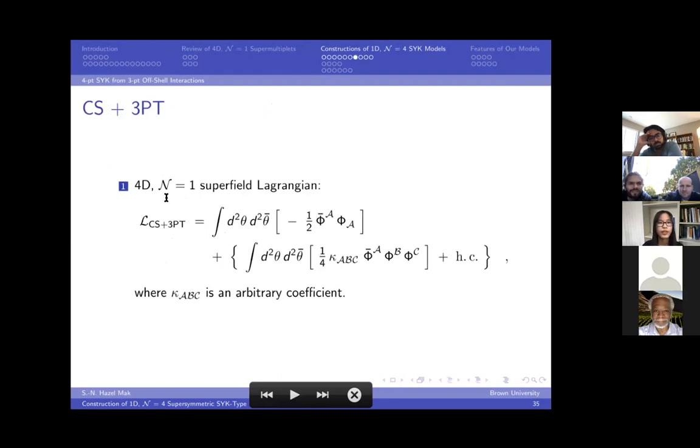First of all, this is the superfield Lagrangian that we write down. The first term is the kinetic term, and the second term is an interaction term, and these are superfields. These are anti-chiral superfields, and these are chiral superfields. And this is contracted, and all these number of copies indices are contracted by this arbitrary constant coupling, which later we can choose to be Gaussian random.